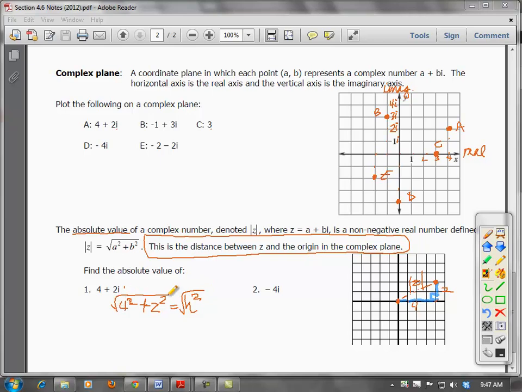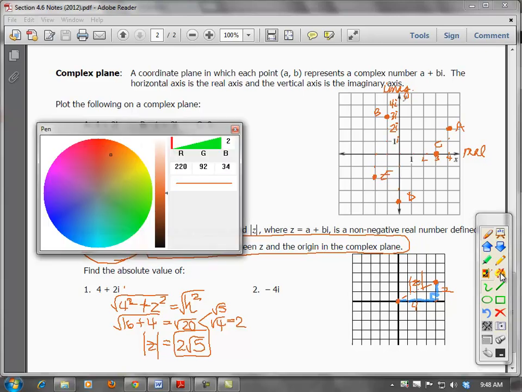4 squared is 16, plus 2 squared is 4, so I have the square root of 20, and I can break that down into 5 and 4. The square root of 4 is 2, so my absolute value for the z, which we denote absolute value of z, is 2 square roots of 5. And that's what this formula says. It's actually the Pythagorean theorem. Okay, so let's do one more.